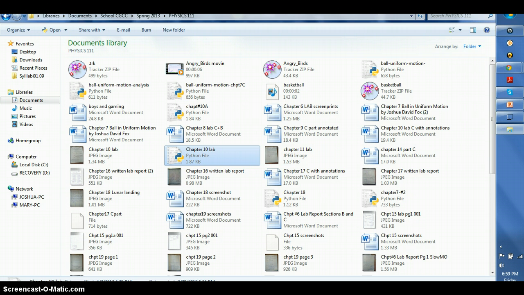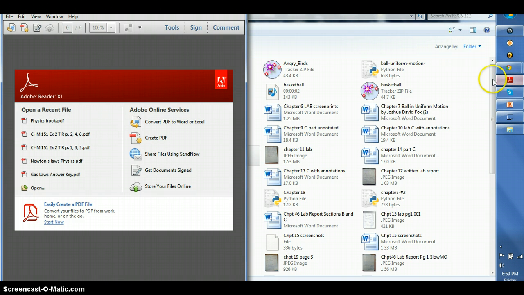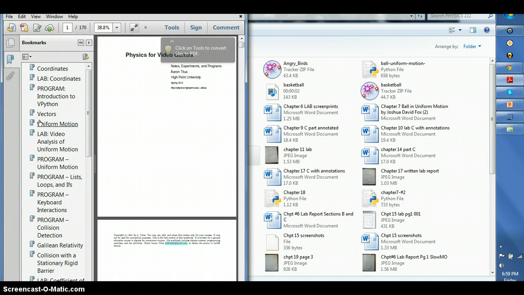The screen that you see currently is my Physics 111 folder. I basically have every assignment that was completed by me this semester for this class, based off of the PDF book that we had, the Adobe physics book. This book here, by Aaron Titus.